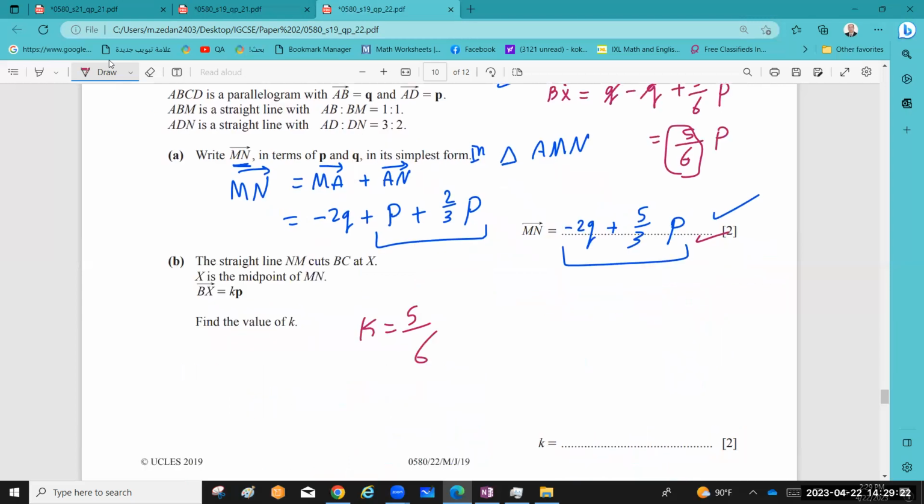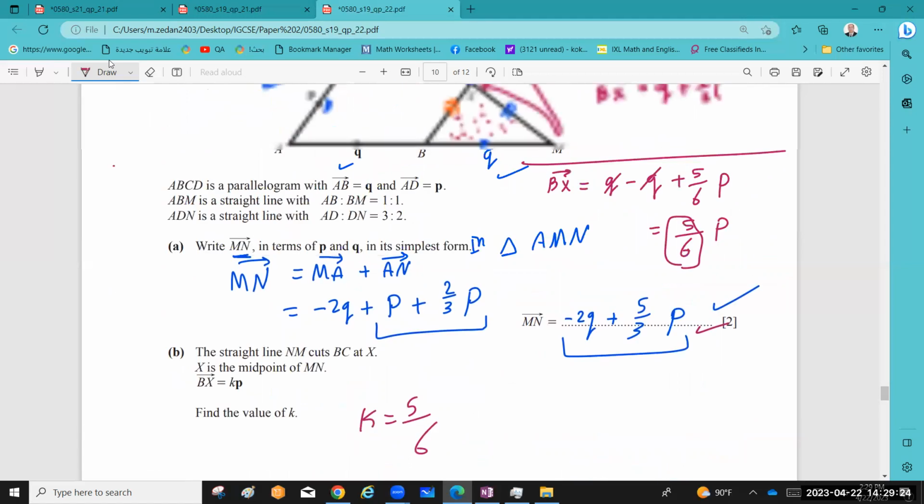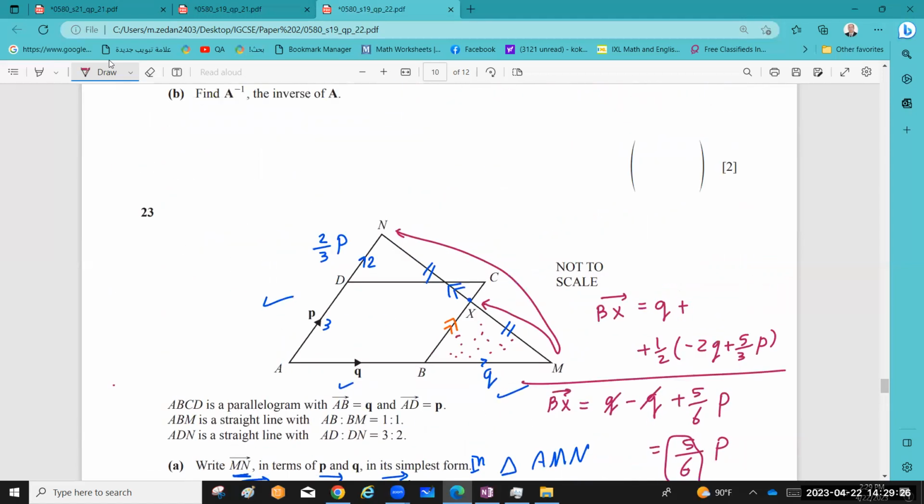This is just a sample of a vector question. Continue to solve similar questions.